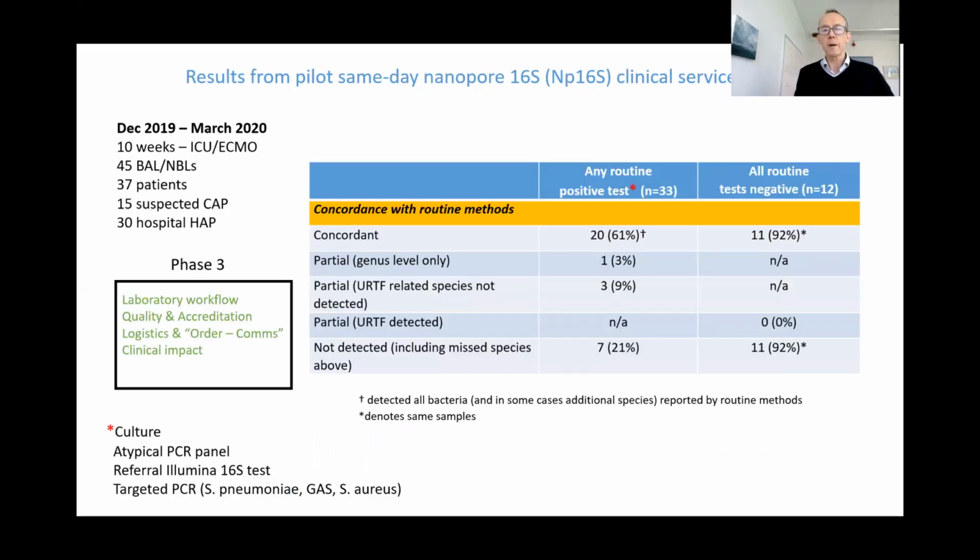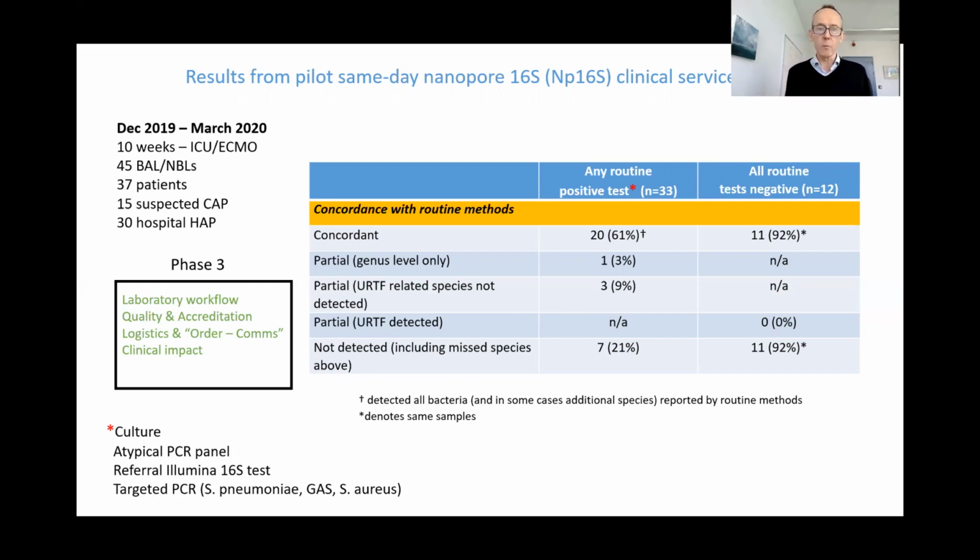Okay, so I'm now going to talk about the results from the pilot study. So having done phase 1 and phase 2, in December 2019, over 10 weeks in the intensive care unit, where they have an ECMO service, that's called extracorporeal membrane oxygenation. It's where the blood from the body is taken out, just like you do through a dialysis machine. This essentially oxygenates the blood and passes it around back into the body so you can rest the lungs.